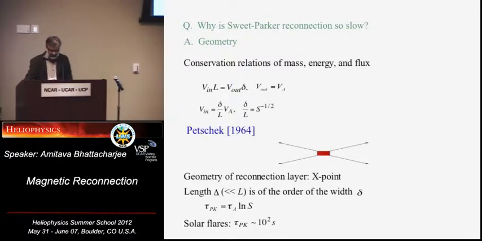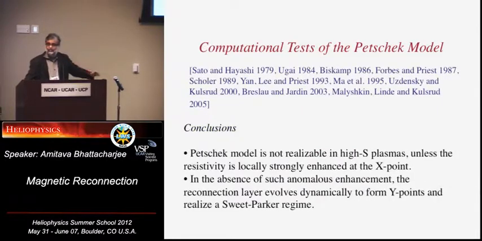This persisted until rumblings were heard from people who tried to obtain, using computer codes, the Sweet-Parker and Petschek-like solutions. And there's a long history of these papers. You see this beginning with Sato and Hayashi in 1979, Ugai in 1984, and a whole sequence of papers since that time. But the paper that made the greatest difference was this paper of Biskamp, 1986. He should be given credit for having done some superb computational work.